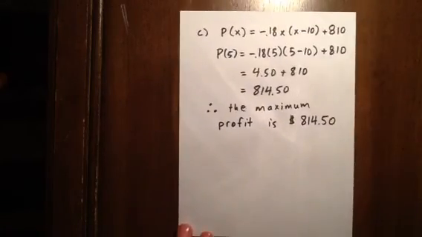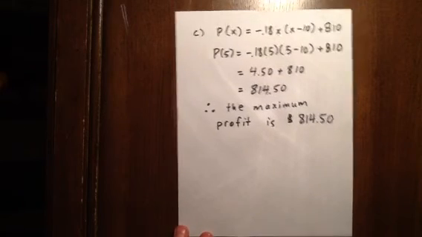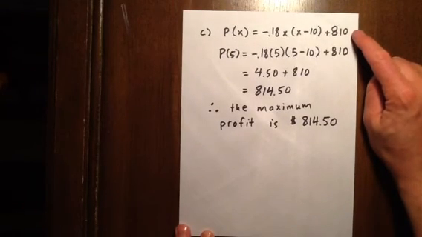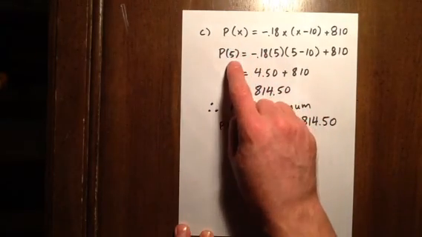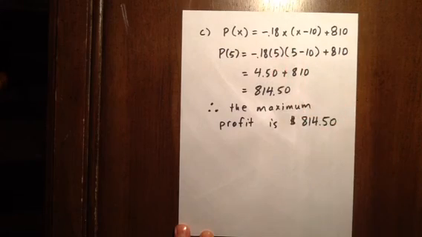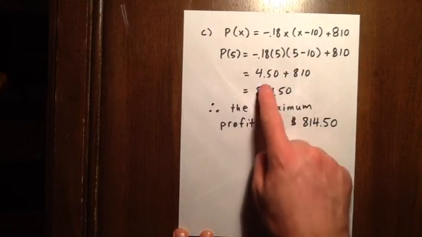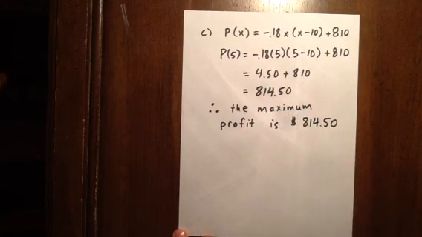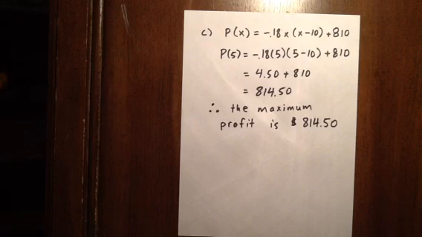And finally, we're going to determine what the profit actually is. Well, this is our formula for P of x. So when we sub in an x value of 5 days go by, we sub in 5 for x, and we get 4.50 plus 810, or in other words, 814.50. And so what that means is the maximum profit for the owner of the cow is $814.50.